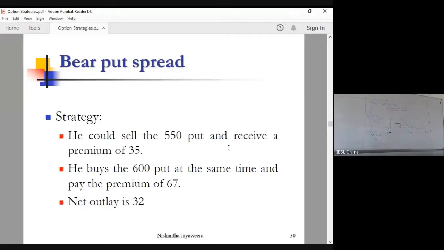So this is the example. Again, with 550 and 600 strikes.